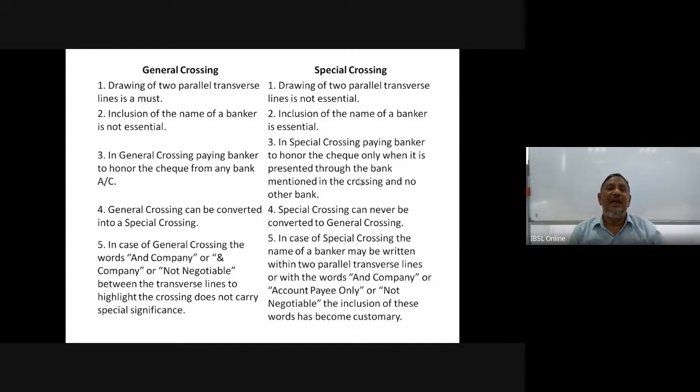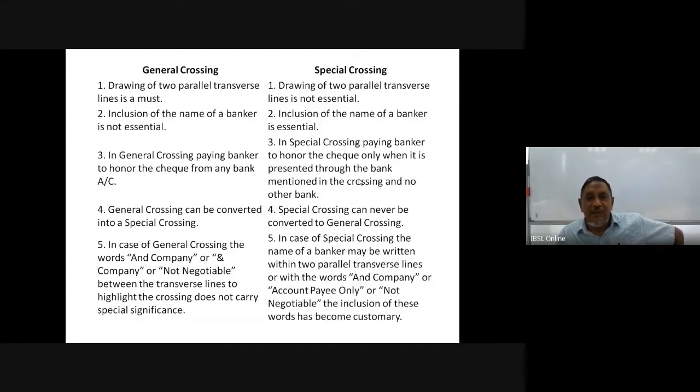The restrictions can be placed to overcome fraudulent transactions, to avoid that type of transaction. So the bank will use this crossing stamp to protect the customers. Okay. Inclusion of the bank name is essential.